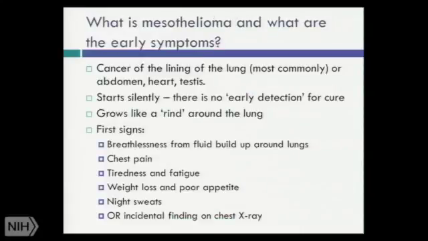So what are the early symptoms? Well, it can start silently, and tragically that means that it's very, very difficult to detect early. And unlike breast cancer or prostate cancer, there is not really any early detection program that can lead to cure. It then grows like a rind around the lung. If you think of a rind of an orange, if you think of an orange with segments leading up into it, the mesothelioma is like that, growing as a rind and forcing its way up through the segments as well.